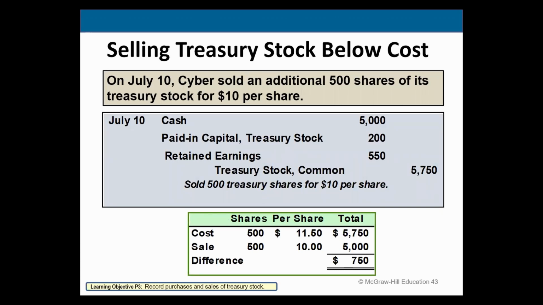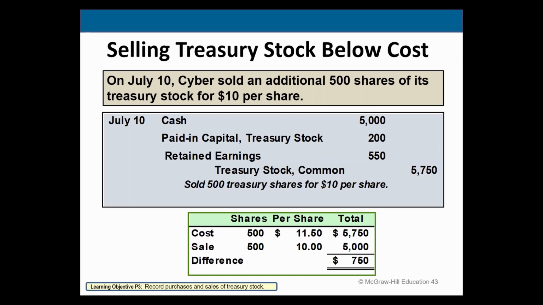And then selling treasury stock below cost. When treasury stock is sold below cost, the entry to record the sale depends on whether the paid-in capital treasury stock account has a credit balance. If it has a zero balance, the excess of cost over the sales price is debited to retained earnings.